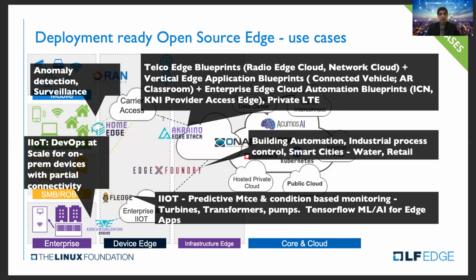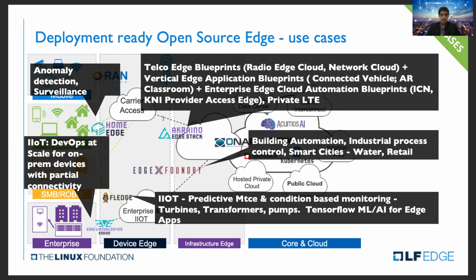But then the real frameworks, right, stage 3 projects are all part of Akraino, EdgeX Foundry, and Edge Stack. These are the most mature LF Edge projects. Akraino brings telco blueprints, as well as vertical application blueprints like connected vehicle, AR classroom, as well as enterprise edge and private LTE type blueprints as solutions. It's got 16 blueprints that are being used for deployment across the globe.